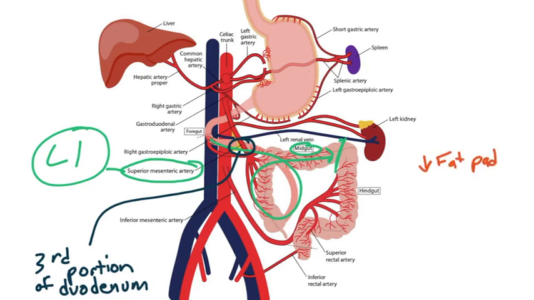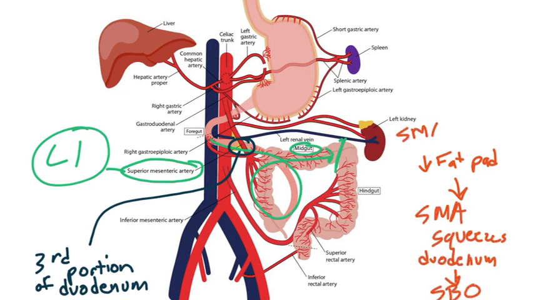If this fat pad is diminished, which can occur for a variety of reasons, including malnutrition, anorexia, or cancer, then the duodenum can be squished, leading to a small bowel obstruction. And this is called SMA syndrome. Now, we've just discussed how the SMA can negatively impact the third portion of the duodenum.